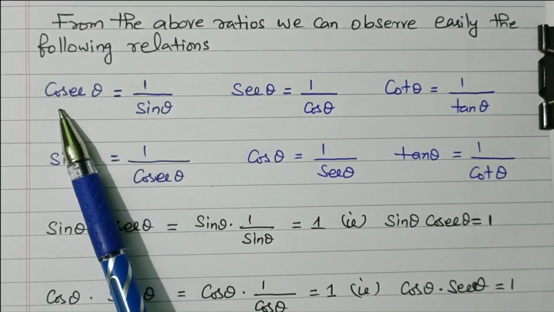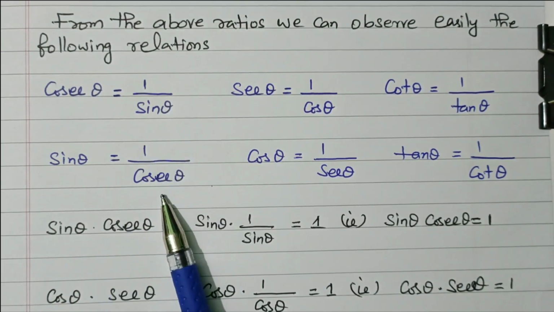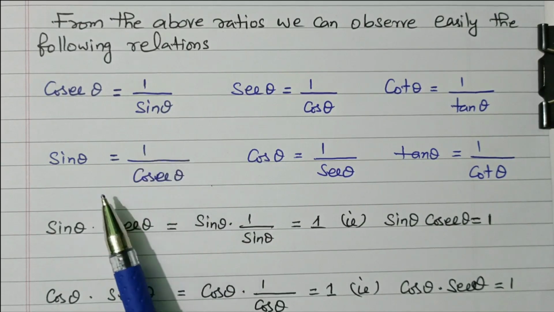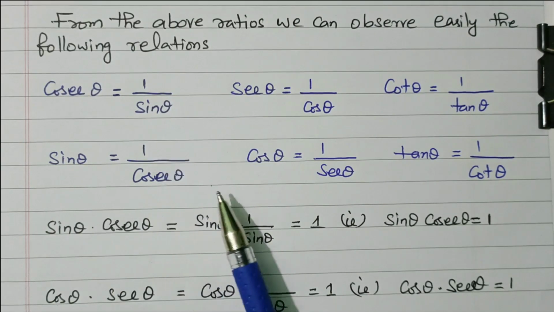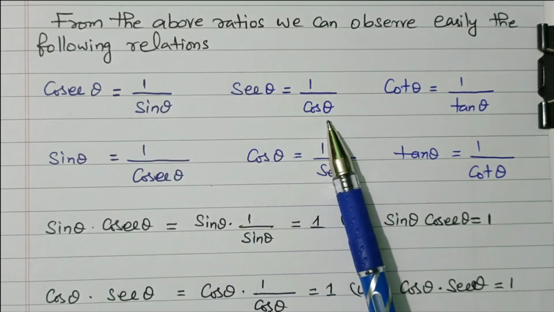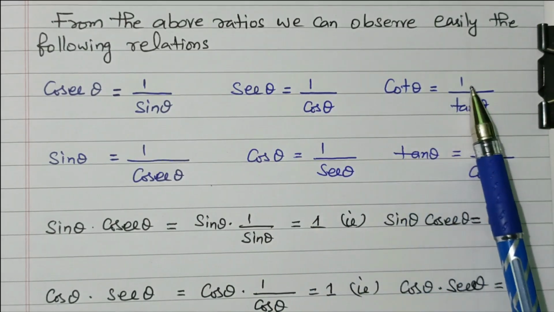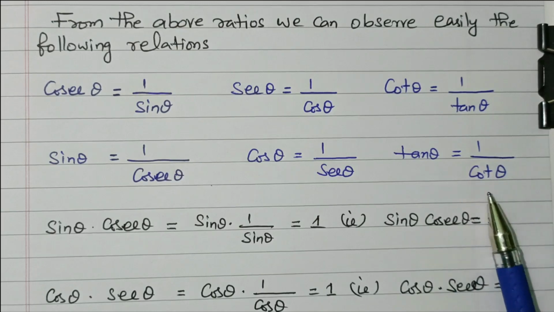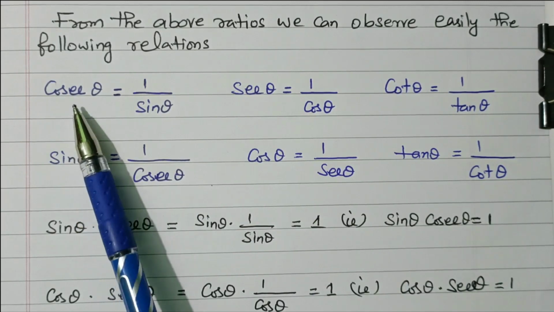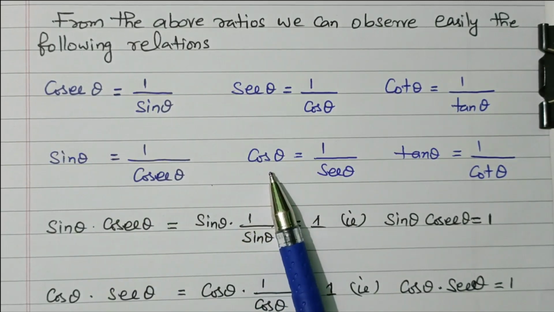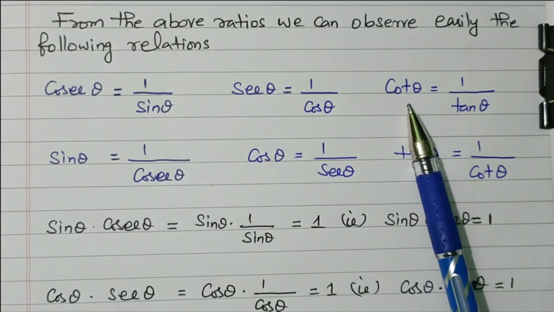See that cosecant theta equals 1 by sin theta. Otherwise, sin theta equals 1 by cosecant theta. So this is the relation. Both are reciprocals. Secant theta equals 1 by cos theta, or cos theta equals 1 by secant theta. Cot theta equals 1 by tan theta, or tan theta equals 1 by cot theta. Sin theta is basic, the reciprocal is cosecant theta. Cos theta is basic, the reciprocal is secant theta. Tan theta is basic, the reciprocal is cot theta.